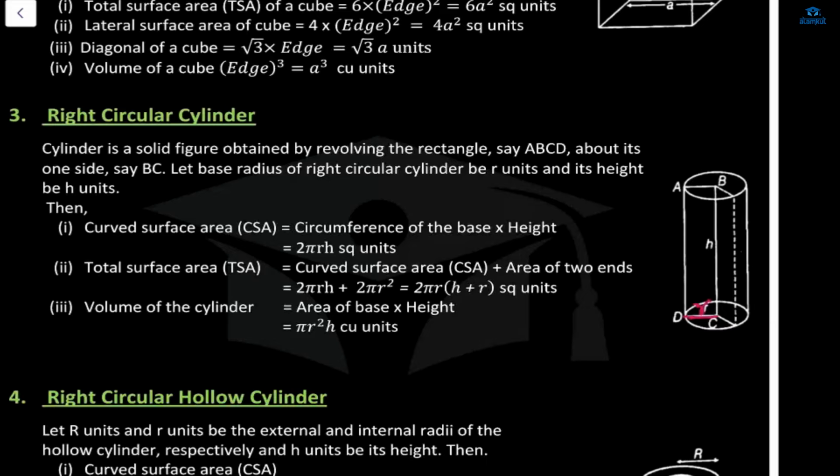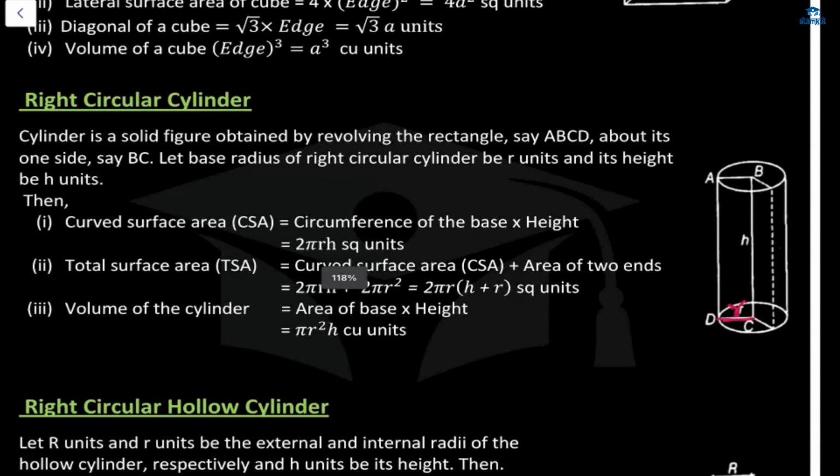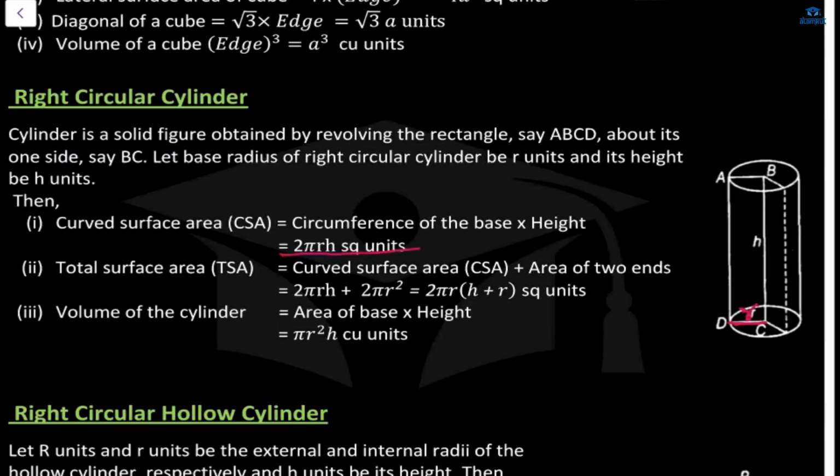2 pi r h, okay. So it will be 2 pi r h, your curved surface area. Similarly, total surface area. If you are going to take the total surface area, it will be curved surface area plus the base and plus the top. So the curved surface area plus the area of the two ends, that is the top and the bottom.